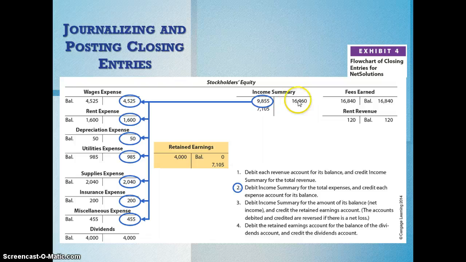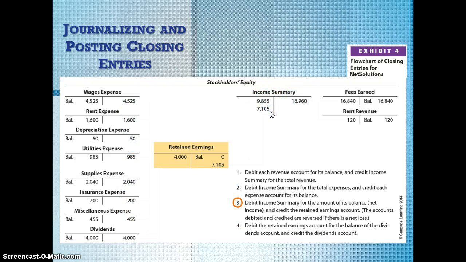Step three is to close the balance in income summary. So when I net my revenue minus my expenses, I end up with a balance in income summary equal to $7,105. That's equal to my net income. So I will do whatever it takes to make income summary have a zero balance. In this case, I have to debit it, so I will credit retained earnings.